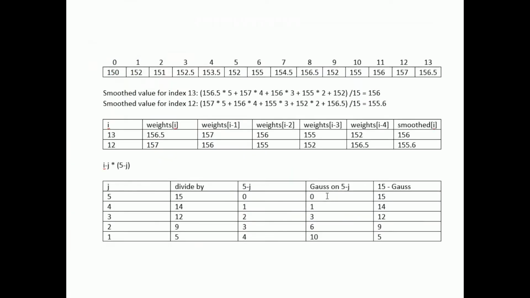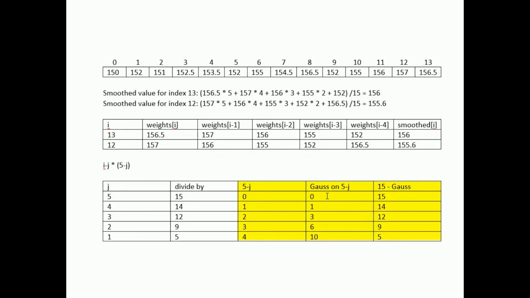If I make a table, I see that when j is 5, I have made it through the full 5 iterations, and I want to divide by 15. When j is 4, I've added 5 plus 4 plus 3 plus 2, or 14. When j is 3, I've added 5 plus 4 plus 3, or 12. When j is 2, my sum is 9, and when j is 1, my sum is 5.